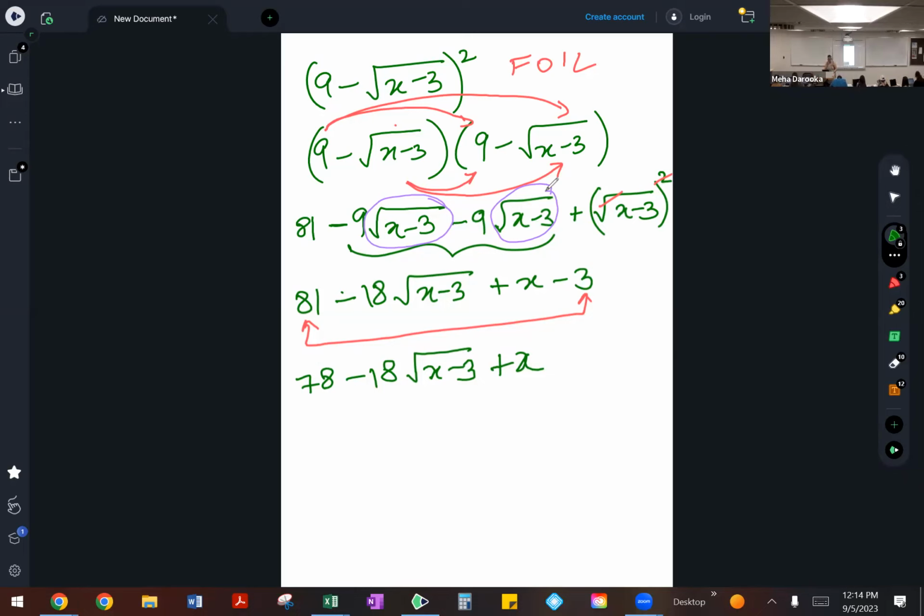All right, so we do need to take this back to the front. So let's see, we had 78 minus 18. Let's go back to which page?